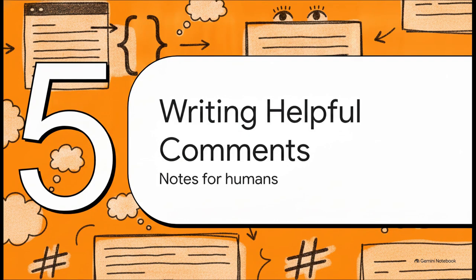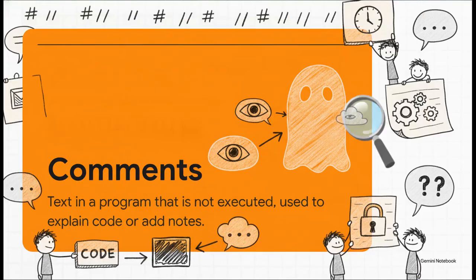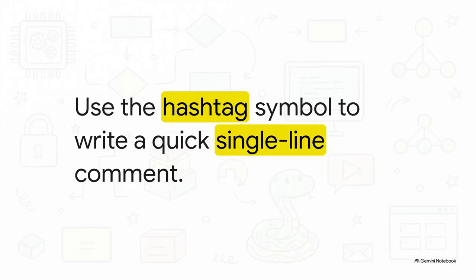And finally, Section 5, Writing Helpful Comments. When you write code, it's actually not just for the computer. It's for you in the future or for other humans who might read your work. Comments are text in a program that the programmer does not want to execute. They are completely 100% ignored by the computer. You can think of them as secret messages or sticky notes left for human eyes only. We use them to explain complex logic, mark down the author's name, record the date, or really just leave helpful tips for ourselves.